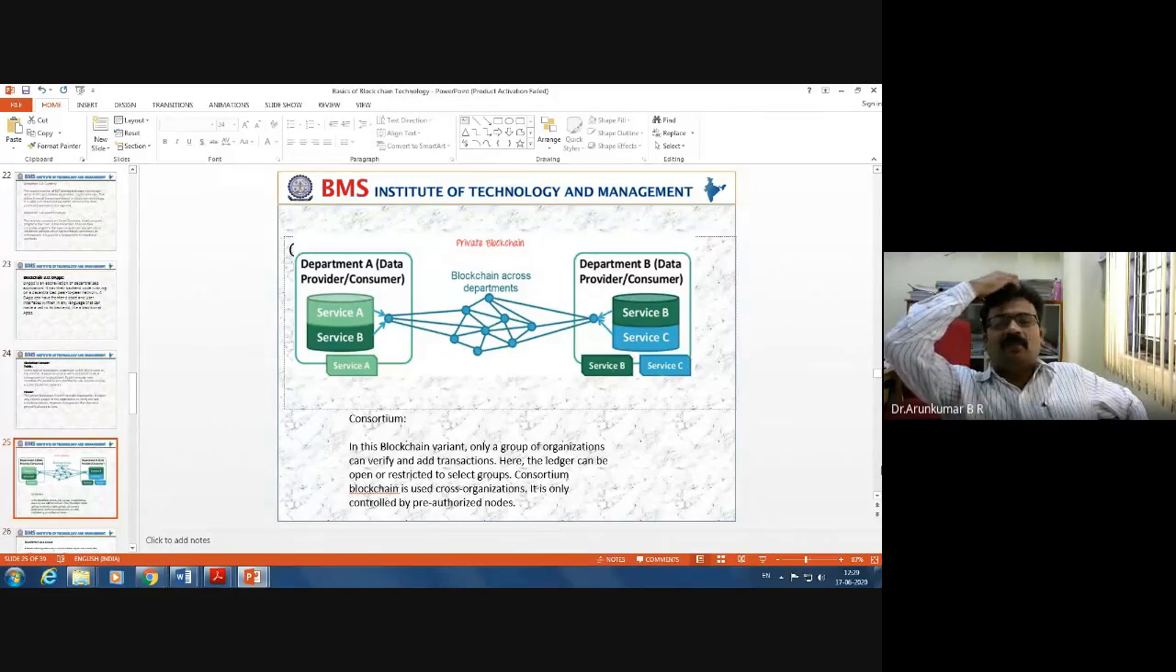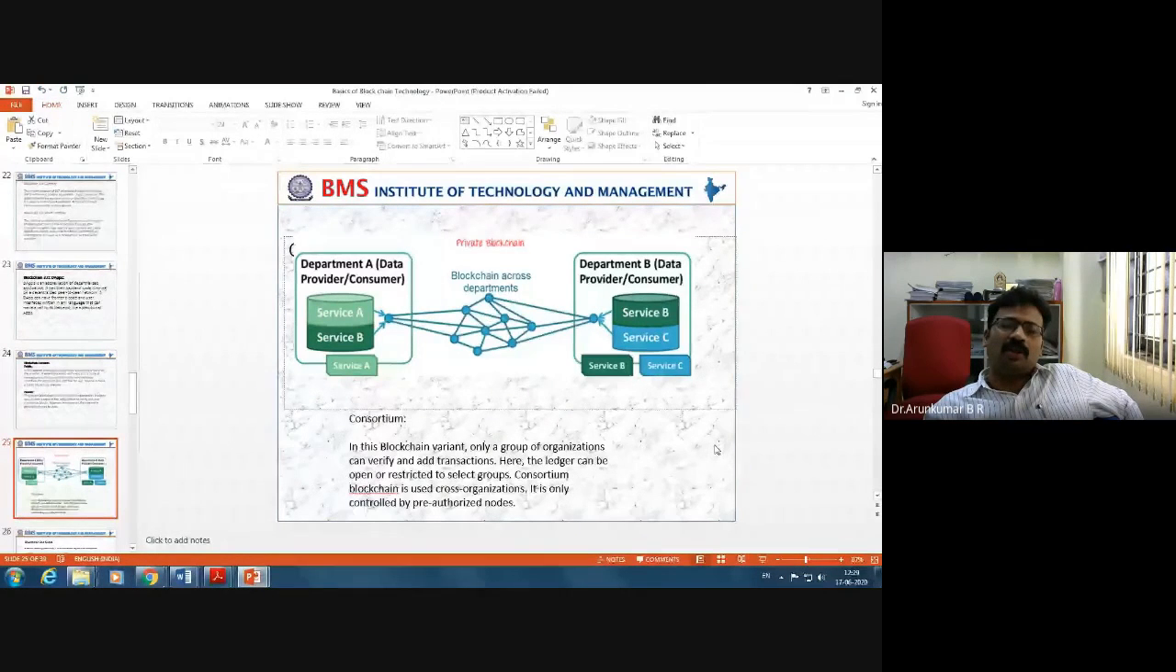Now, there is one architecture here: blockchain across departments. Department A, department B. These are the nodes, and here is one node which renders some services. Here is another node which renders some services. In this blockchain variant, only a group of organizations can verify and add transactions. Here the ledger can be open or restricted to selected groups. A consortium blockchain is used across organizations. It is only controlled by pre-authorized nodes.